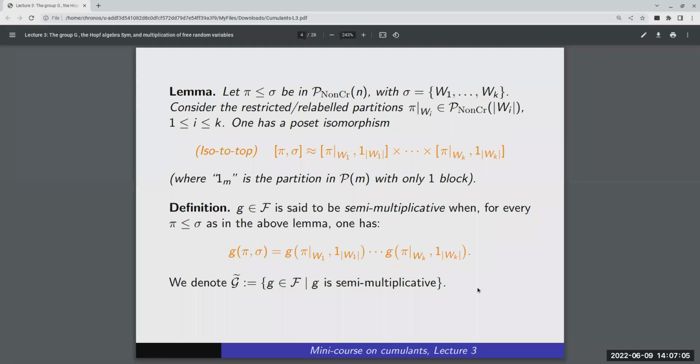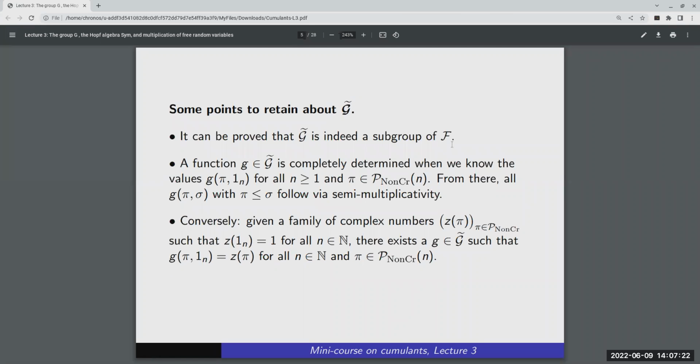And it's called semi because the multiplicativity was done, as I showed on Tuesday, in 2 steps, and this is step 1. For the moment we ignore step 2. So that's just semi-multiplicative. And this is the group G twiddle. It can be verified that this is indeed a group. It is a subgroup of F.